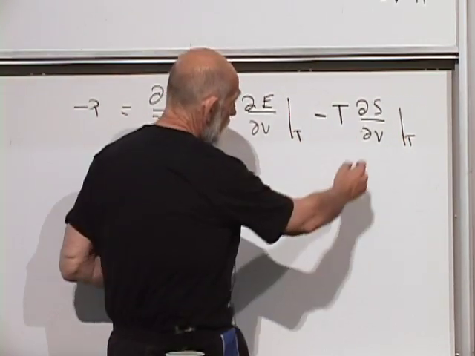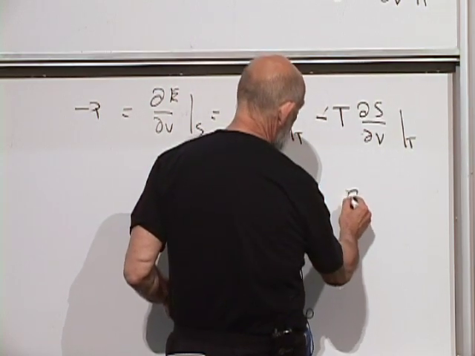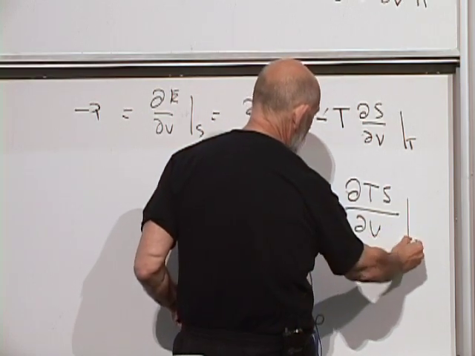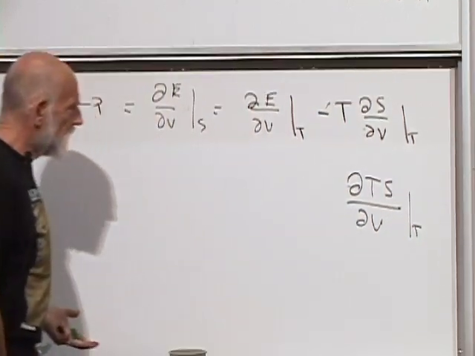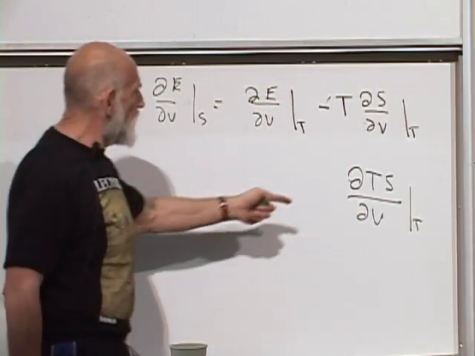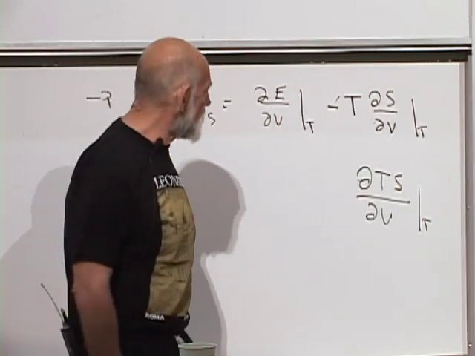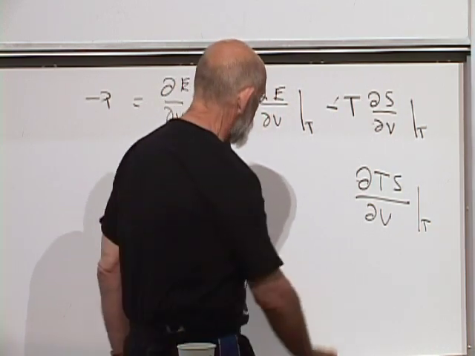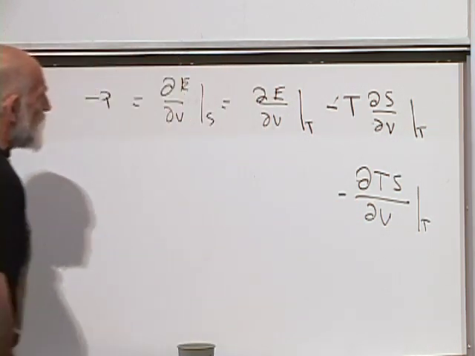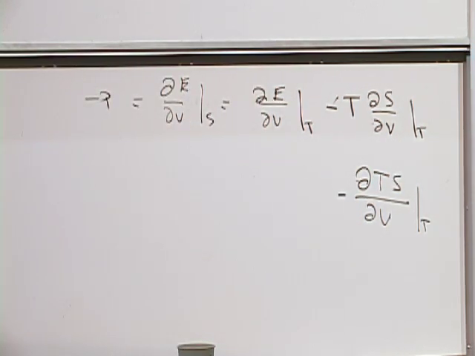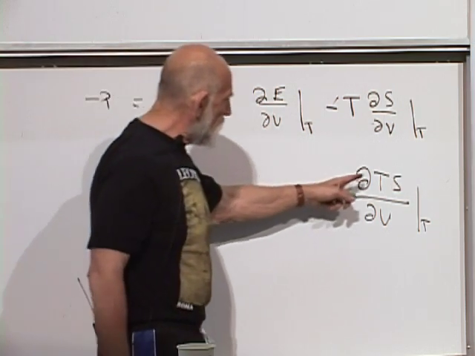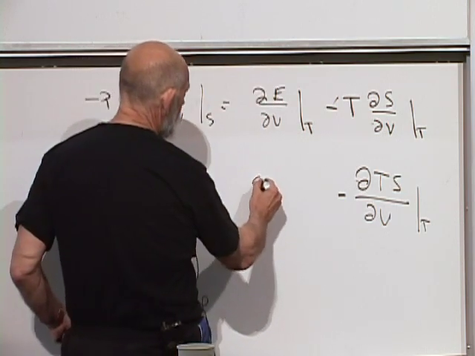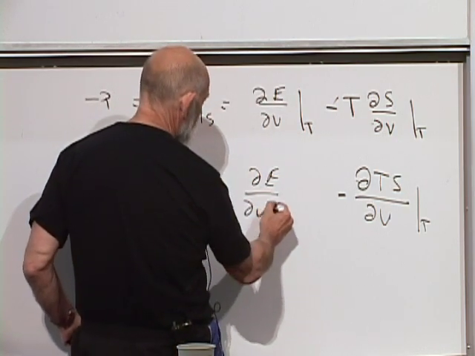This over here is the same as the derivative of Ts with respect to the volume at fixed T. Why is that? Because the derivative of T with respect to volume is zero at fixed T. Okay. So I can pull a T inside the derivative, and this is just the derivative of Ts with respect to volume at fixed temperature, and this is the derivative of energy with respect to volume at fixed temperature.